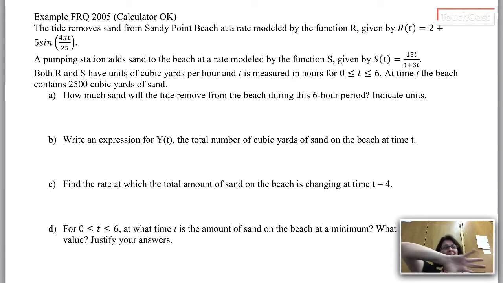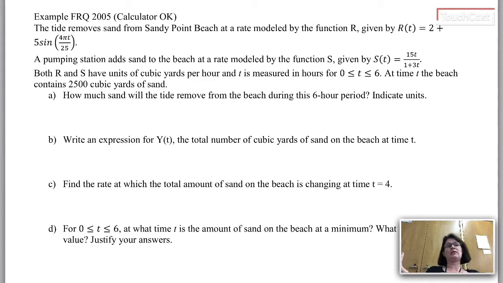I have the tide taking sand away at one rate, which is R. They happen to call it R in this problem. R of t is how fast the sand is leaving the beach. And then there's some kind of big machine, a pumping station they call it, that's like, oh no, the sand's leaving the beach, we better put more sand in, and it's actually adding sand into the beach. So we have 2 things going on.